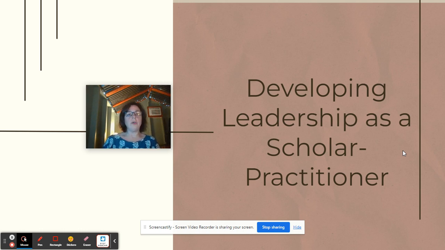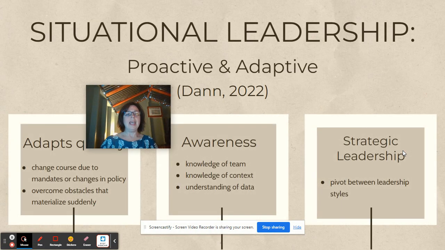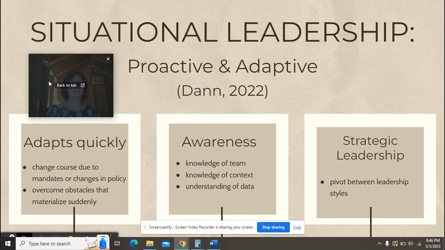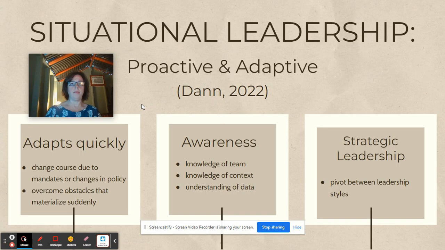In addition, I also sit on several committees and have led several teams along the way. Those are probably the most prominent leadership roles that I hold. In my job, I would best describe myself as a situational leader. According to Dan from 2022, a situational leader is proactive and adaptive. So, in my job, I do have to adapt quickly.